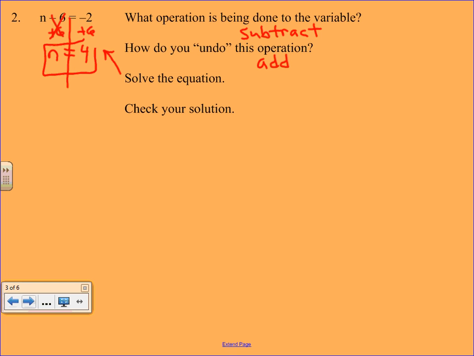Again, quick check, doesn't take a lot of time. Pop the 4 back in for n. Simplify both sides of the equation if necessary. So here, 4 take away 6 is negative 2, and that does equal the other side, so we know we got it right.